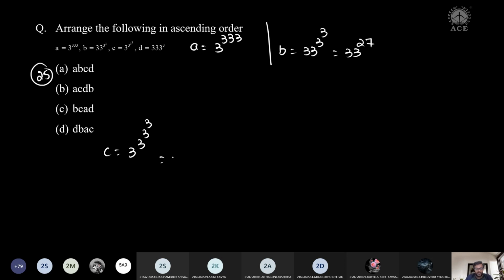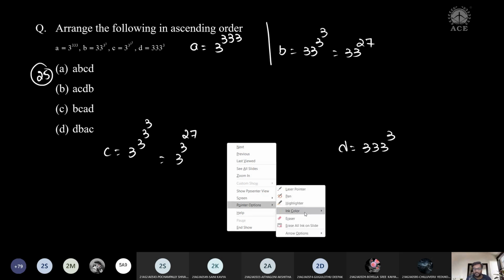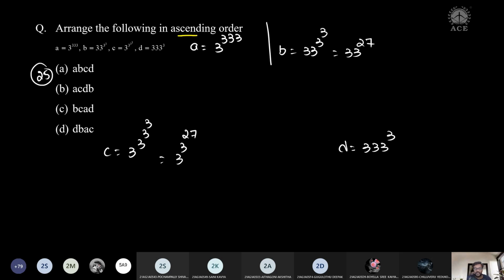C is 3^3^3^3. 3^3 is 27. We can write this as 3^(3^27). D is (3^3)^3. Now we should put them in ascending order. This is such a good question, my dear friends. You have to put them in ascending order, right? Now listen.